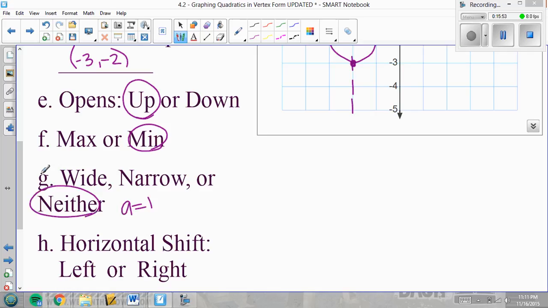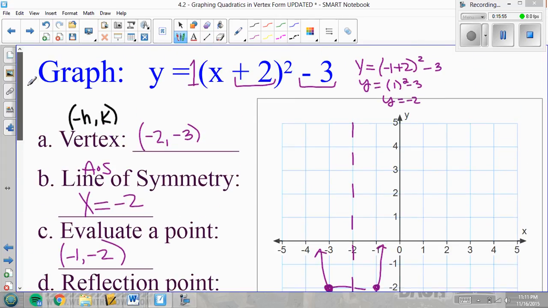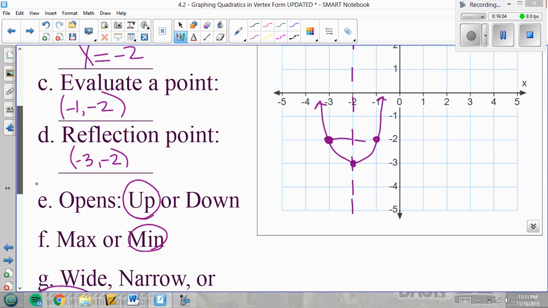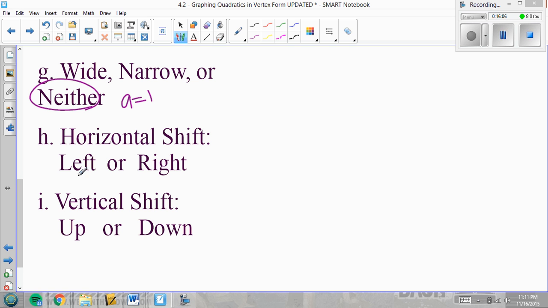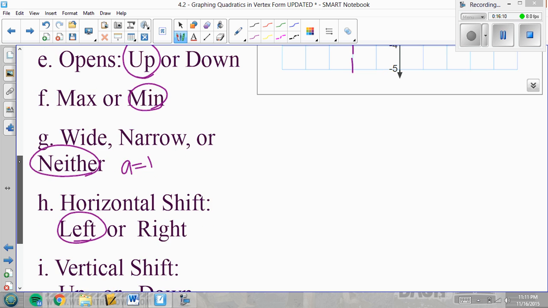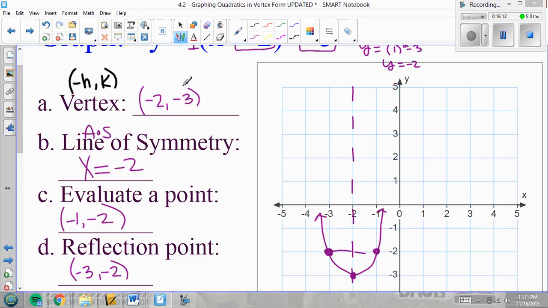Now your horizontal shift, this is where you look at your vertex. X is negative 2, so on your x-axis from 0, does negative 2 go to the left or to the right? It goes to the left. And then my vertical shift, so now I'm looking at the y of my vertex, negative 3.